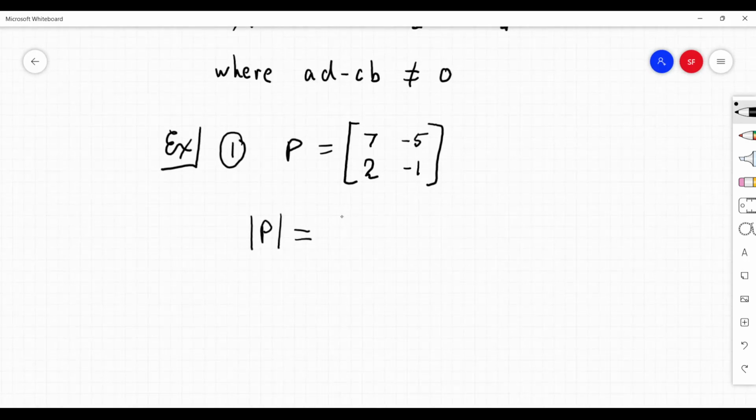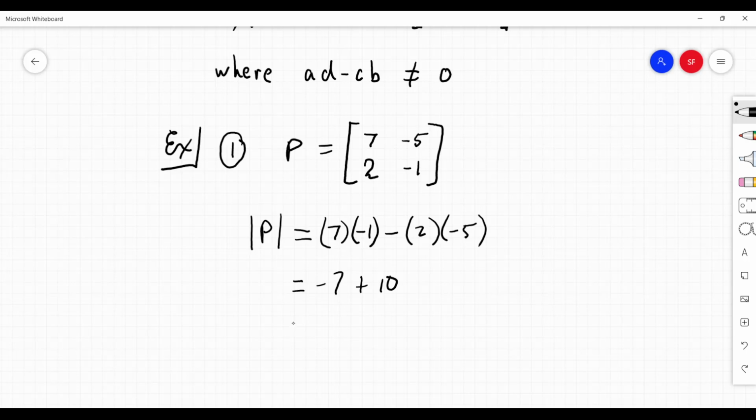So that would be 7 times negative 1 minus 2 times negative 5. So that would be negative 7 plus 10, so that would be 3. That's just the determinant of P.